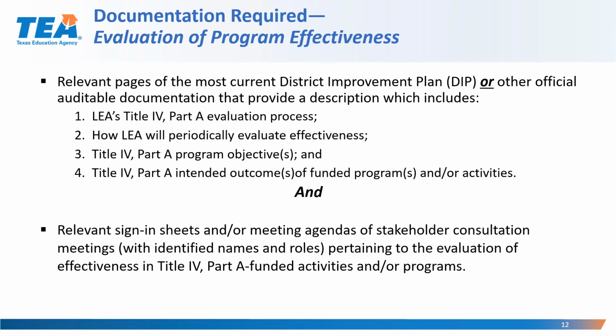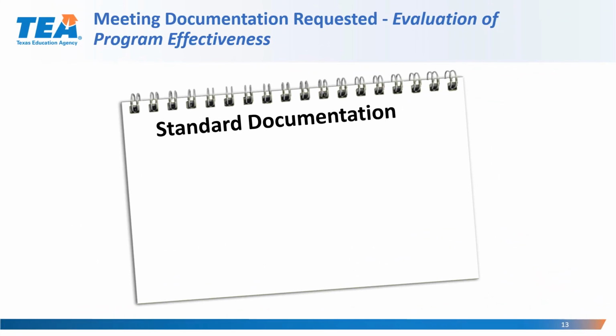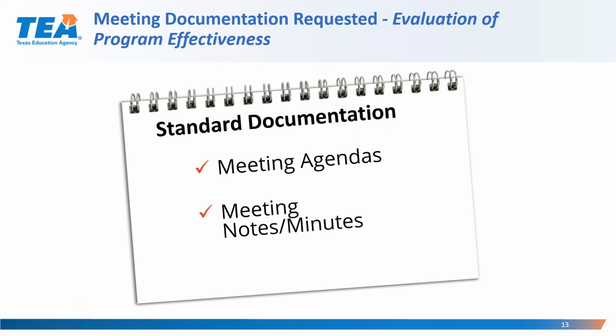In addition, documentation should include relevant sign-in sheets and/or meeting agendas of stakeholder consultation meetings with identified names and roles pertaining to the evaluation of effectiveness in Title IV Part A funded activities and/or programs. The standard meeting documentation that an LEA should maintain locally includes dated meeting agendas, meeting notes or minutes, and sign-in sheets.